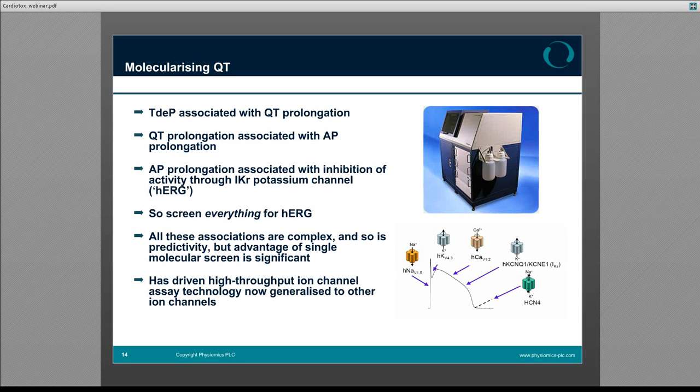But all these associations and correlations are quite complex, and so is predictivity. But clearly there is a big advantage of having a molecular screen that is high throughput. And this is what has driven the high throughput ion channel assay technology that is routinely used today throughout the drug development process. And it has now been generalized to more than just hERG, to other ion channels as well, as we shall discuss soon.